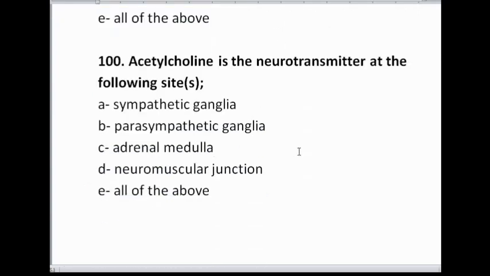Now moving on to the last MCQ of this video. Acetylcholine is the neurotransmitter at the following site or sites: sympathetic ganglia, parasympathetic ganglia, adrenal medulla, neuromuscular junction, and all of the above. Actually, acetylcholine is the neurotransmitter at all these sites: sympathetic ganglia, parasympathetic ganglia, adrenal medulla, and neuromuscular junction. So option E is the correct answer.